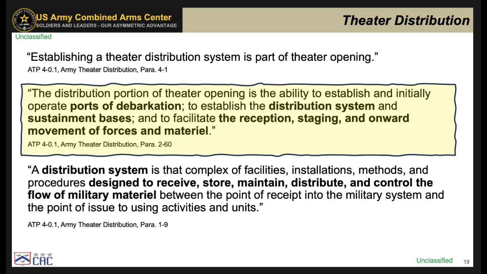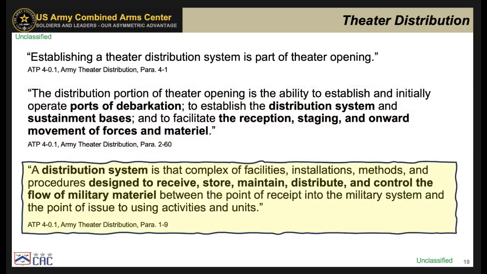It involves the critical functions of establishing and operating ports of debarkation and the development of distribution systems and sustainment bases. This intricate network facilitates the reception, staging, and onward movement of forces and material, enabling our soldiers to have what they need when they need it and where they need it.